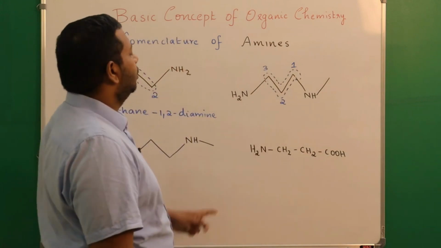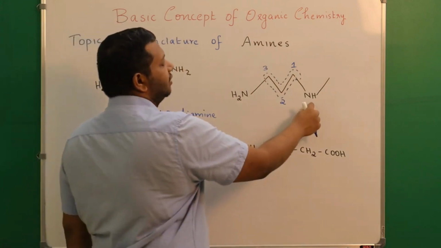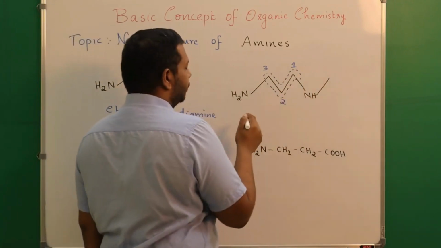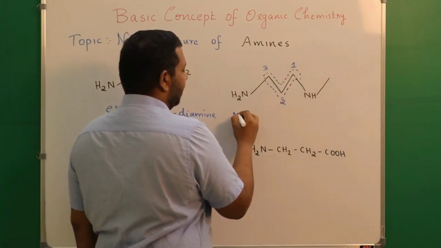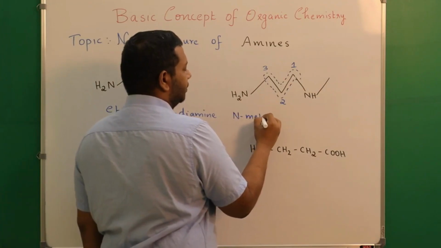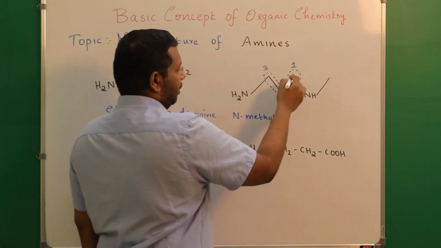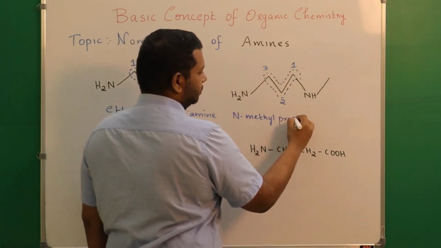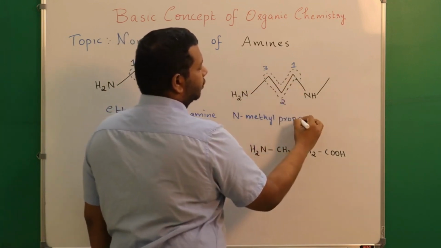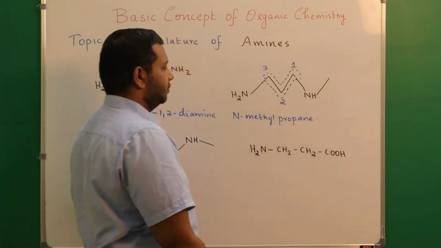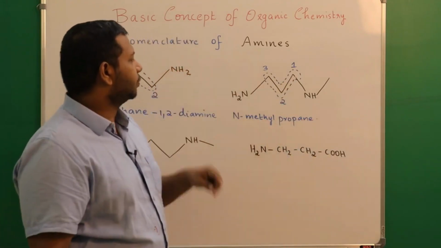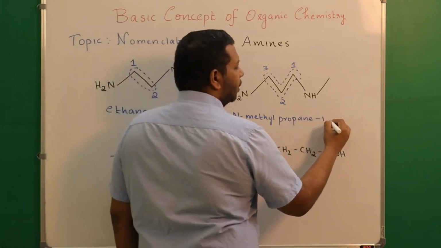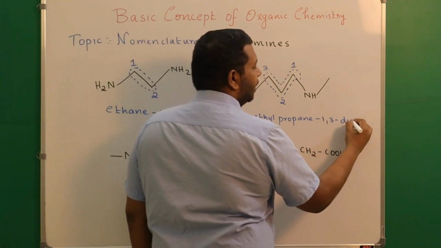Correct? Now how should I start? Since there is a 2 degree amine, I know that N methyl is there. This free end denotes methyl. So I can say N hyphen methyl. Then comes the word root, 3 are there. So prop. They are connected through single bond. So propane. Correct? Now at position 1 and at position 3 you have 2 amino groups. So I can say propane hyphen 1, 3 hyphen diamine.